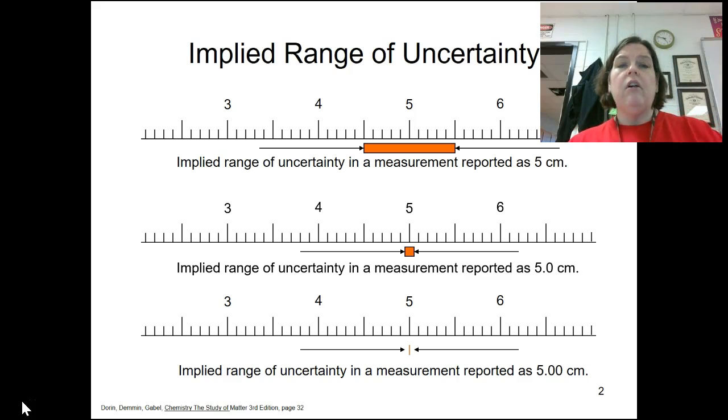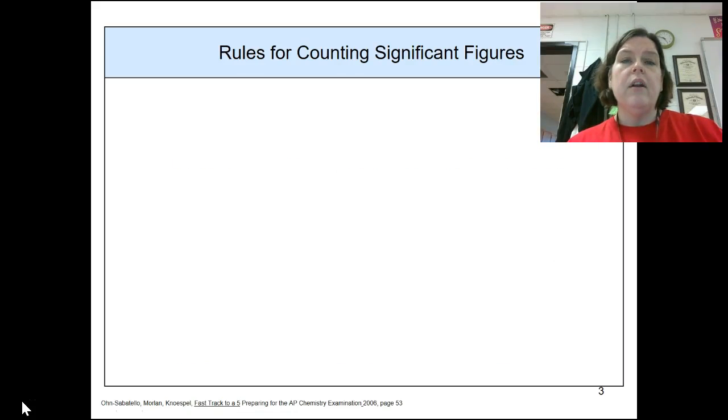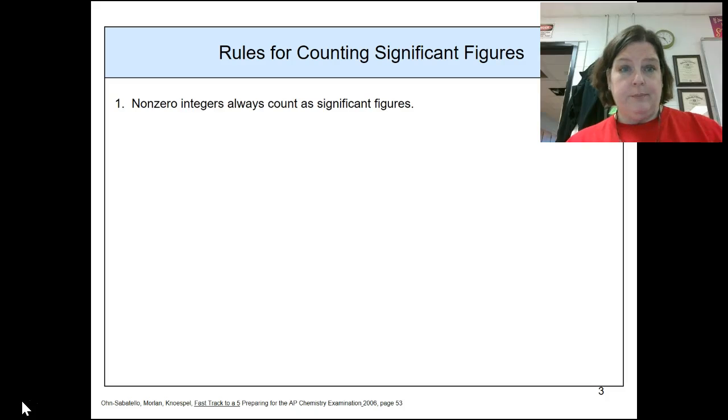So we talked about that a little in class, and I wanted to make sure that we mentioned that as well today. So, rules for counting significant figures. I'm going to mention the rules, and then I'm going to show them to you. We're going to go over this part quickly, and then I'm going to show you each of the rules as we go. Non-zero integers always count as significant figures. We've talked about that. 1, 2, 3, 4, 5, 6, 7, 8, or 9 is always significant.